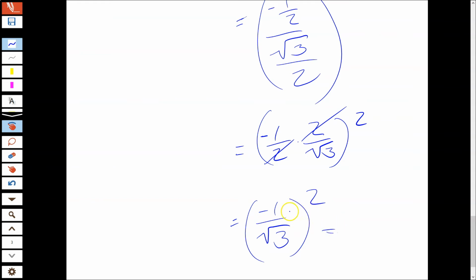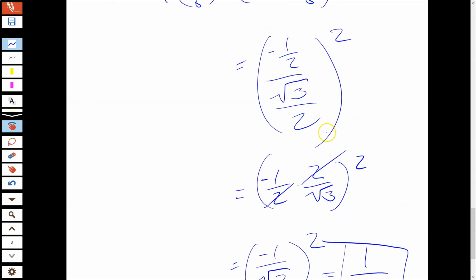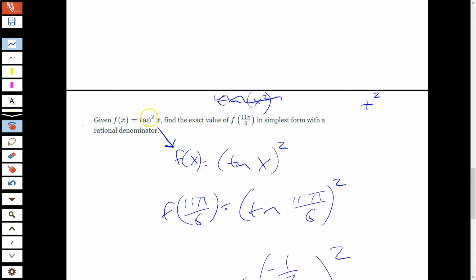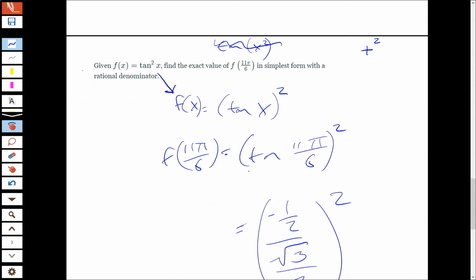And then to square this, it's negative 1 over root 3 times itself, right? So negative 1 times negative 1 becomes a positive 1. Root 3 times root 3 becomes just plain old 3, which is a nice, simple, exact answer, which should bring you a little bit of joy, I think. So watch out for this notation, this squared on tangent, and just know that it means square the whole thing. So that comes after the trig ratio in the order of operations.